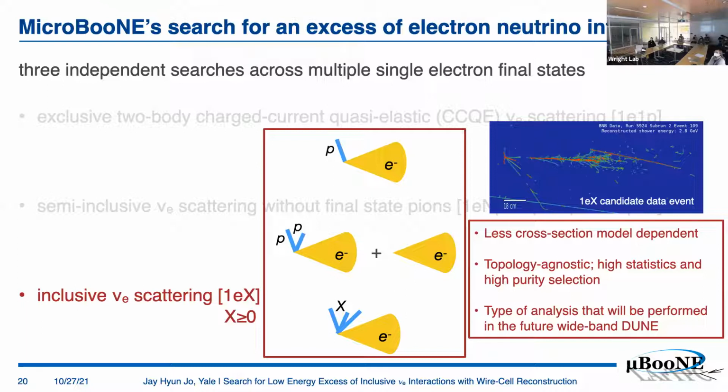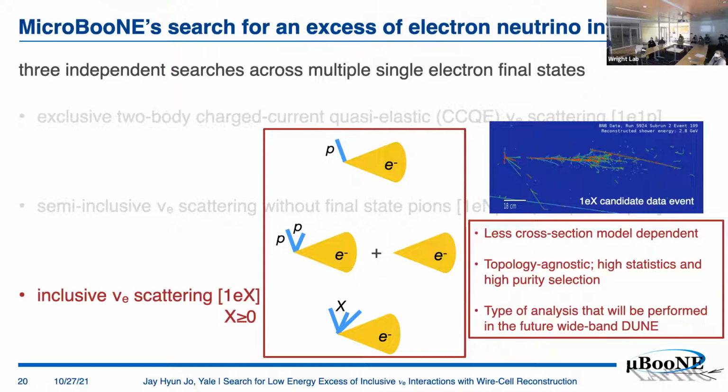Also, because we are not exclusive, this is topology agnostic. Because of that, we can achieve high statistics and a high efficiency selection if we come up with a well-constructed algorithm. And finally, this type of interaction is what future experiments are going to look for, with a more high energy focus than MicroBooNE, such as DUNE. So this will also be great input for future experiments, this type of research.